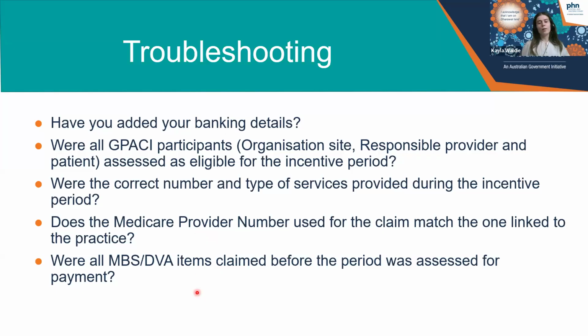And then lastly, were all the MBS or DVA items claimed before the period was assessed for payment? So you may have done the visit towards the end of the quarter, but the item numbers hadn't gone through before the end of the quarter. If that does happen, that's okay. It is actually able to be backdated. So anytime that you notice there's been an error with that, you can always just submit the claims, and then next payment that goes through, there'll be a correction applied for that if it meets the requirements.